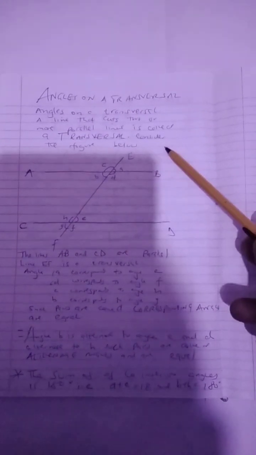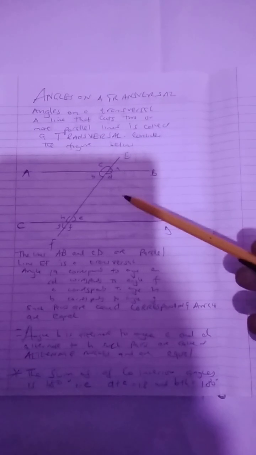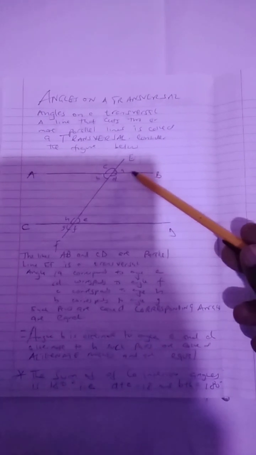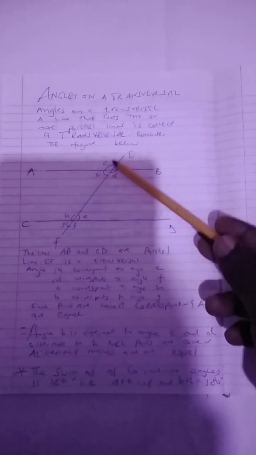Now from this discussion, we have learned four terms. We have transversal line. A transversal line is a line that cuts through two parallel lines. For example, FE is a transversal because it's cutting through AB and CD. And then we have corresponding angles. Corresponding angles are angles like A and C, A and E, C and H, B and G, D and F. Those are corresponding angles.